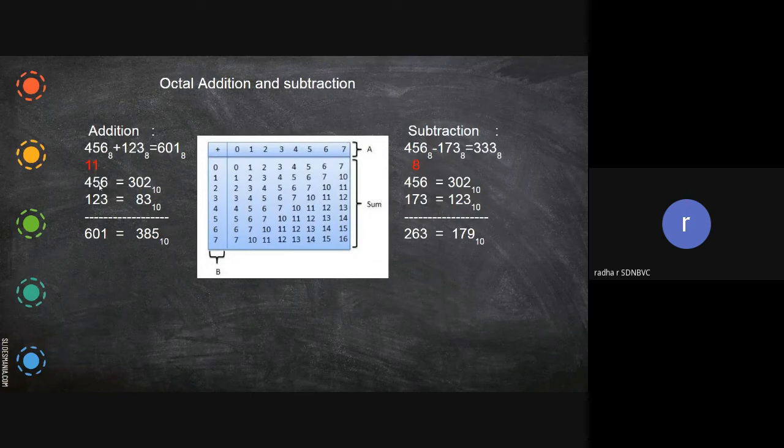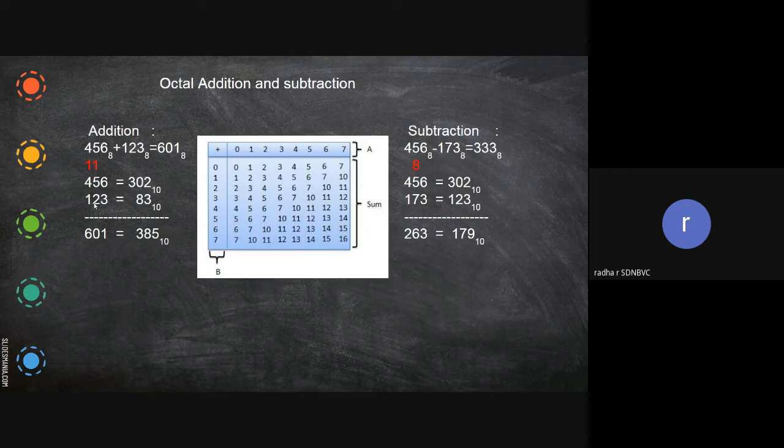Okay, so now how can you do octal addition? 6 plus 3. After 6, it is 7, then after 7, it is 10. So 7, 10, 11. So from 11, we write 1 here and carry 1.